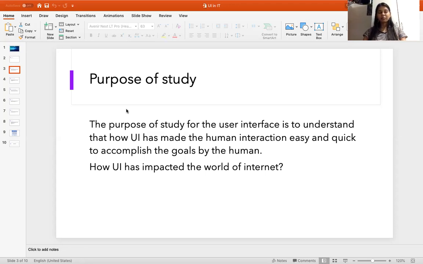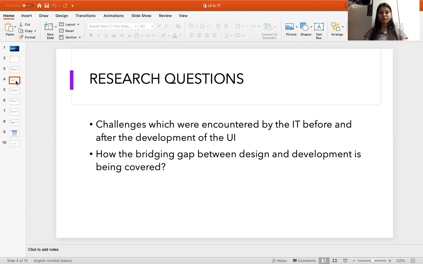Nowadays, we can easily access the images. We have different types of typographies. We have different types of colors in the website, which make it more attractive. In the fourth slide, we have the research questions.